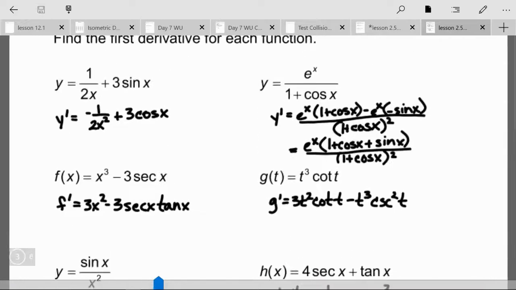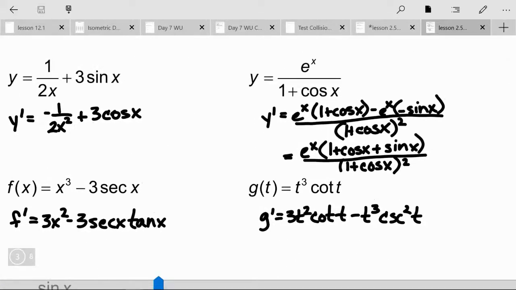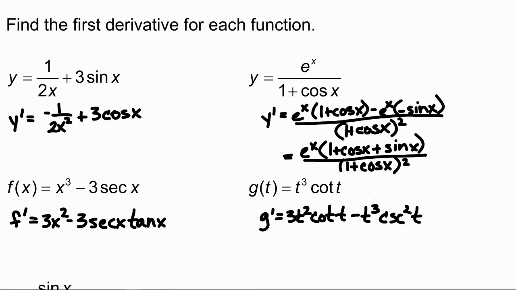Okay, so here's what you should have come up with for your solutions. And one thing that I want you to notice is, for example, the first one was very simple. We essentially had 1/2 x to the -1 plus 3 sine x. Just use your power rule, use the derivative of sine. Not really anything special about that. If you wanted to, you could get a common denominator, but really it's fine in that form.